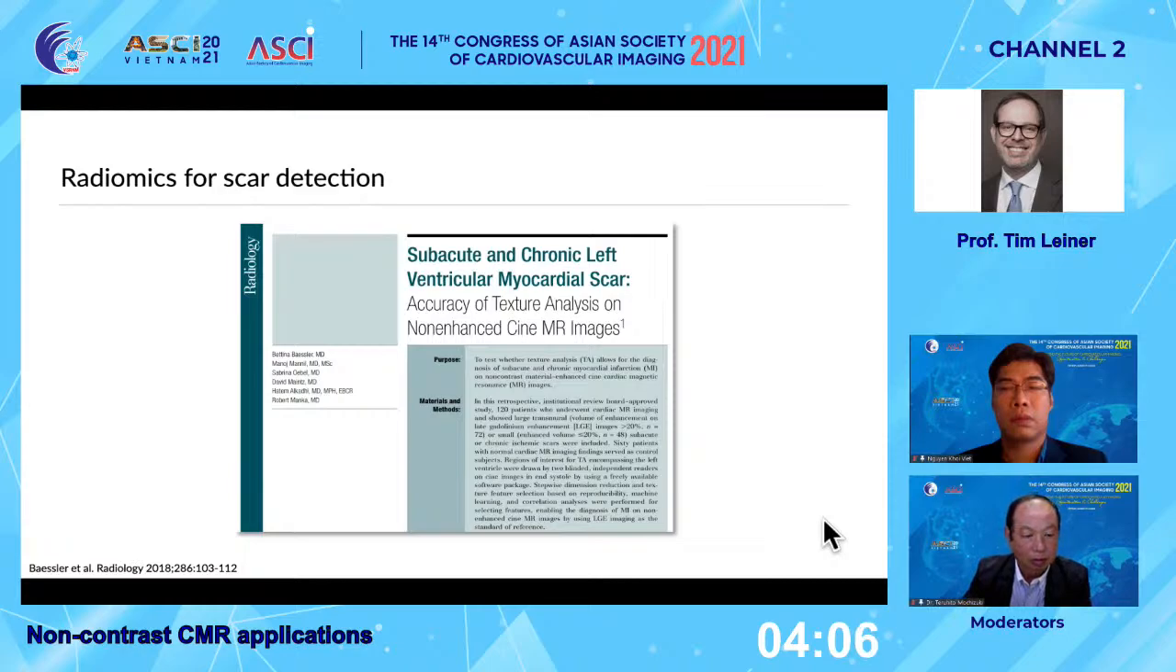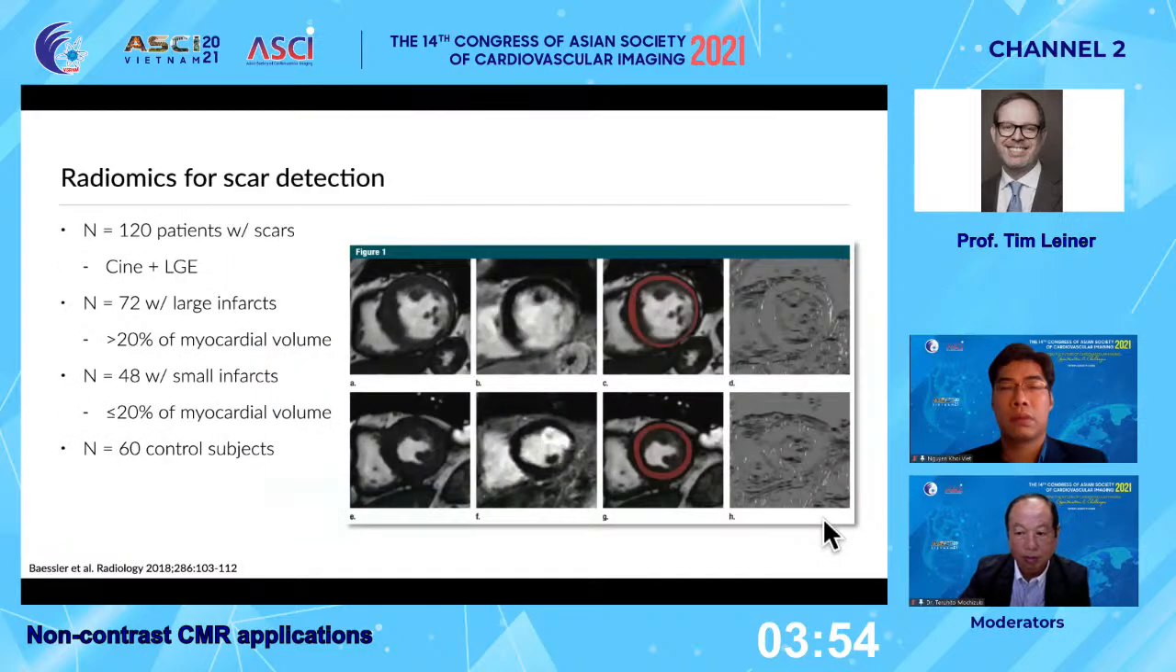by Bessler et al., the investigators looked at the capability of radiomics or texture analysis to identify scar tissue in the left ventricle. So what they did is they took a data set of 120 patients with scars, 72 patients with large infarcts, 48 with small infarct, and 60 control subjects. What they did is they used conventional late gadolinium enhancement imaging in all of these patients to determine the presence or absence of scar and the extent.